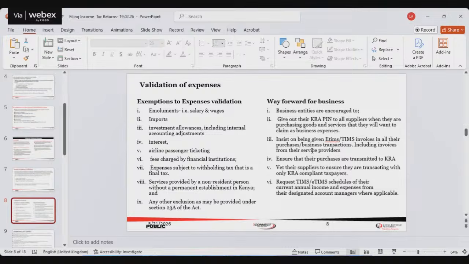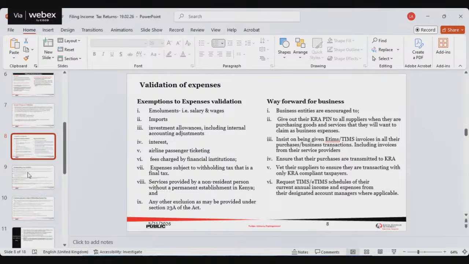So the return will have grant income or donation as an income. Then we'll have expenses that relate to how you spend the income from grant or donation. And for you to be able to claim that, your purchases must be supported accordingly.